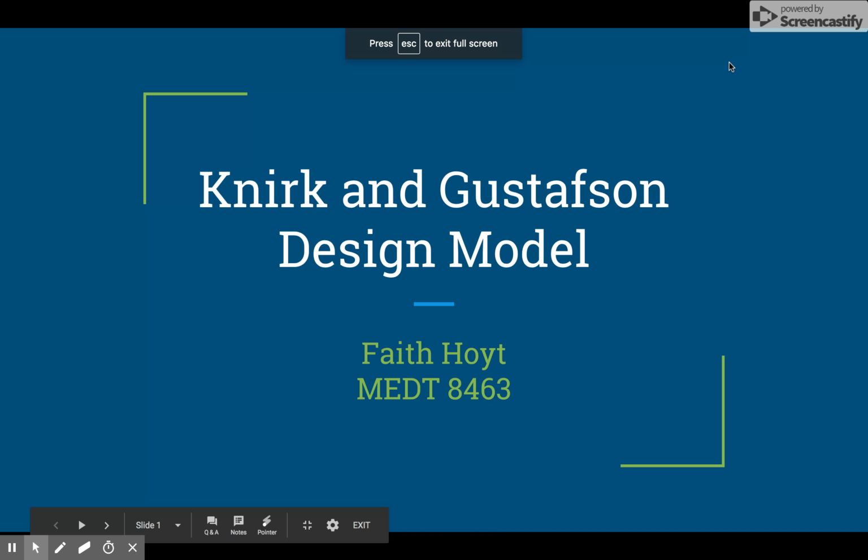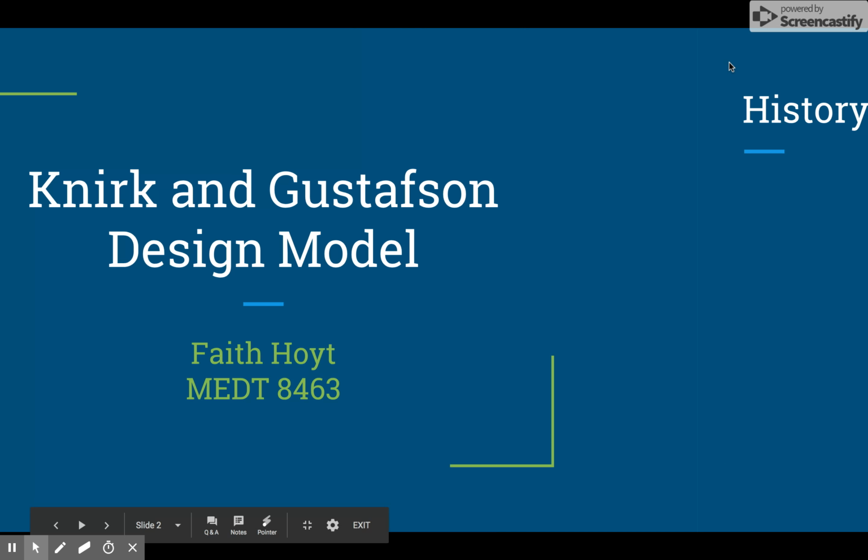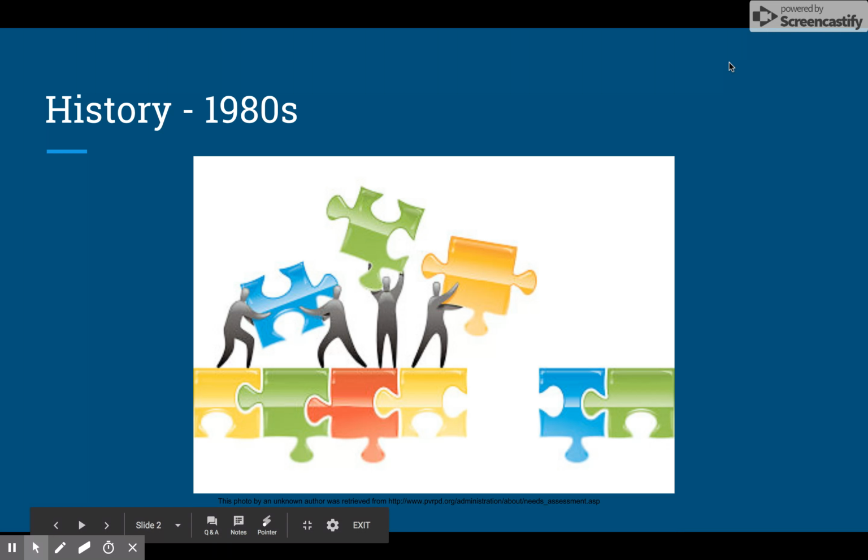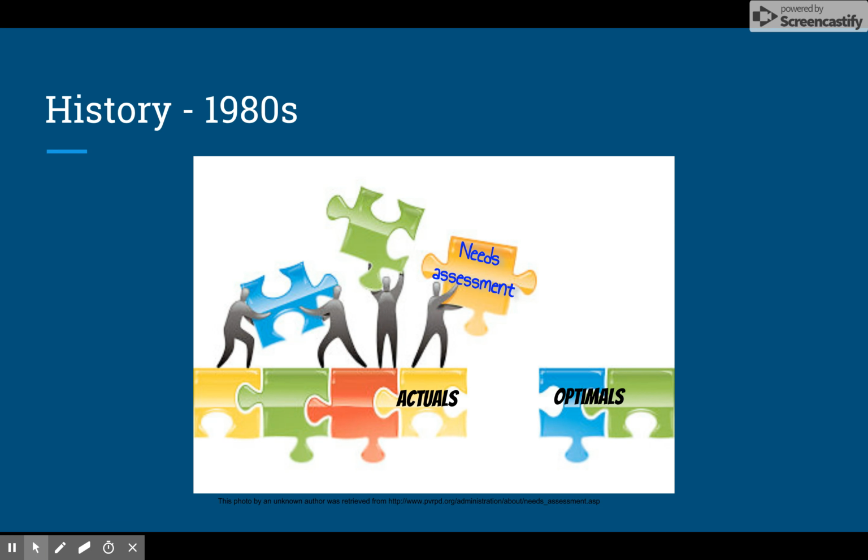The Knirk and Gustafson design model. According to Reiser in the 1980s, the focus on needs assessment shifted to identifying the gaps between actuals and optimals and whether the discrepancy was due to lack of incentive, lack of knowledge or skills, or lack of environmental support.